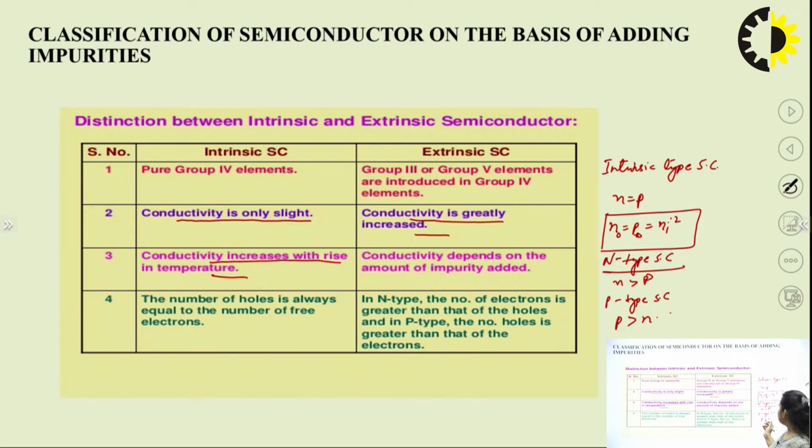So in that case, the number of holes is greater than the number of electrons. On the other hand, if we add gallium or arsenic type impurities into the fourth group elements, then in that case we have the number of electrons much greater than the number of holes.